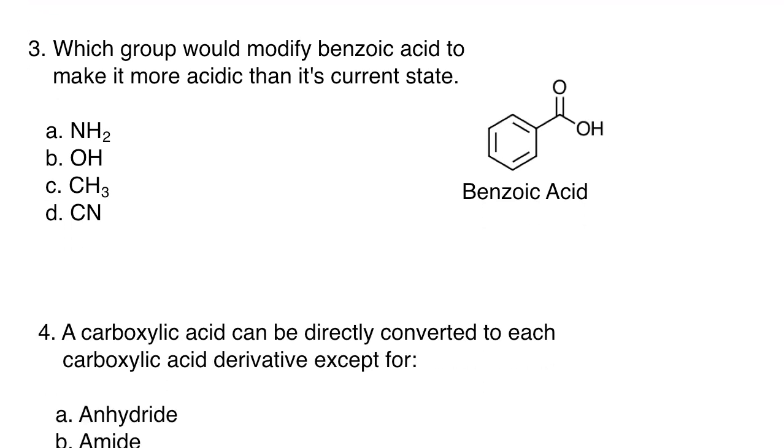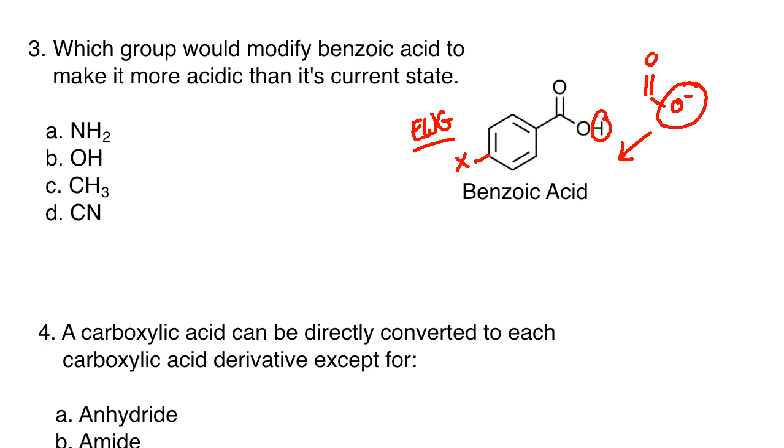All right, which group would modify benzoic acid to make it more acidic than its current state? So if you remember, we went through some examples where we put para-substituted groups on here, right? And so if I put a group on there, it can affect the acidity of benzoic acid. Now, the key here is that we were looking for electron withdrawing groups when we're dealing with the acidity of benzoic acid, because when we have the conjugate base, it'll be resonance stabilized, but we're also looking to withdraw electrons from the excess electron buildup.